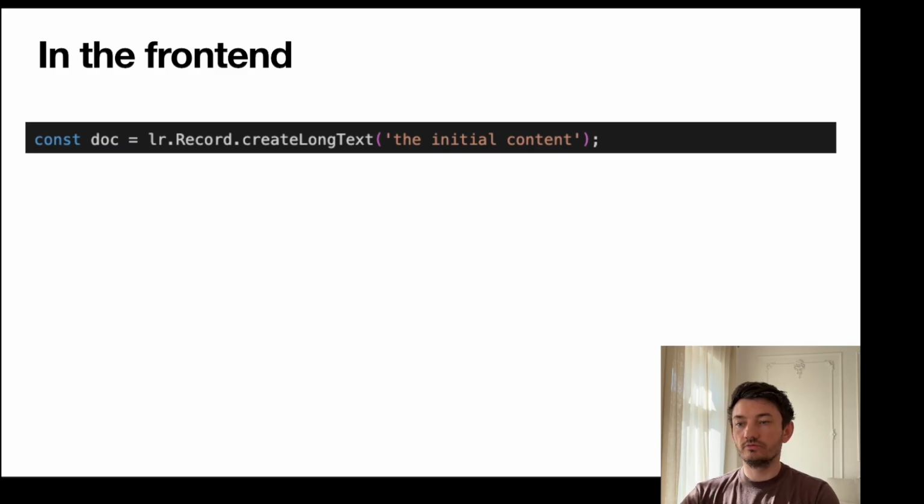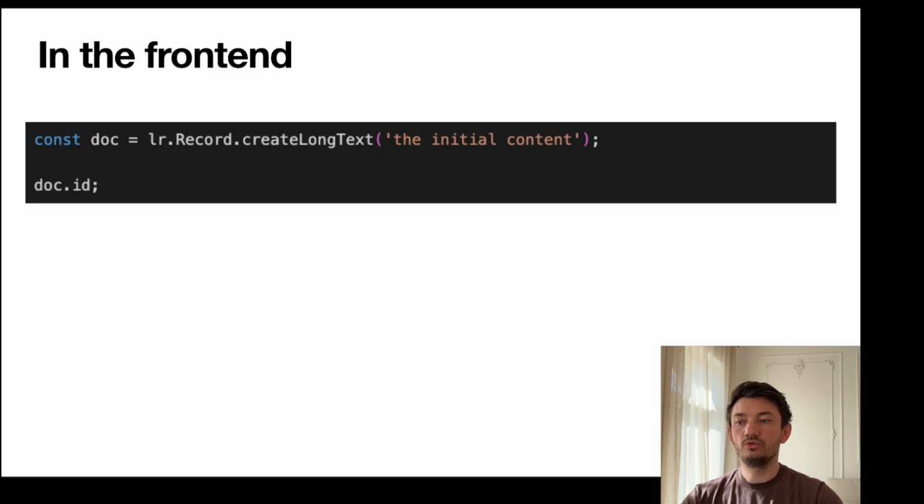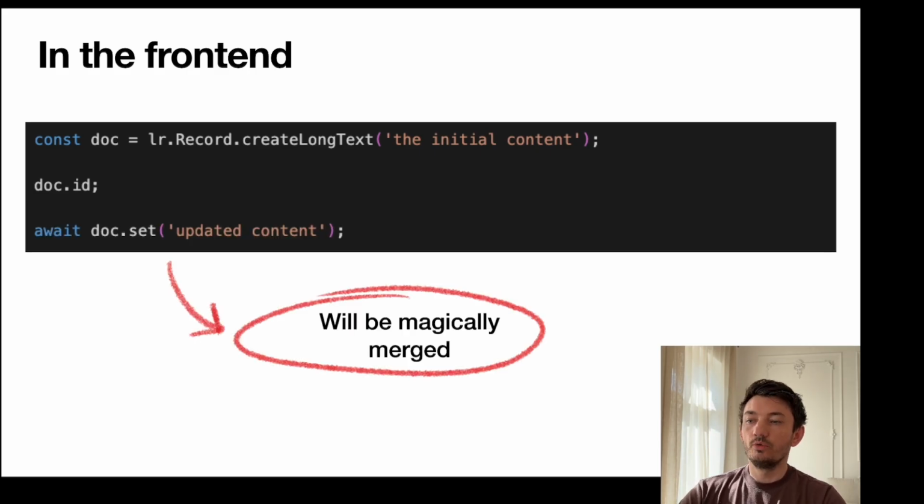Imagine you have a web application and your web application would execute the code like that. In this application, we would create a record of type long text. Imagine this represents a large document. And once the web application creates that document, Linkedrecords returns a handle. That handle can be used to get the ID of that particular document, and later on, we can use that ID to retrieve the document again. We can also update the content of the document like that.